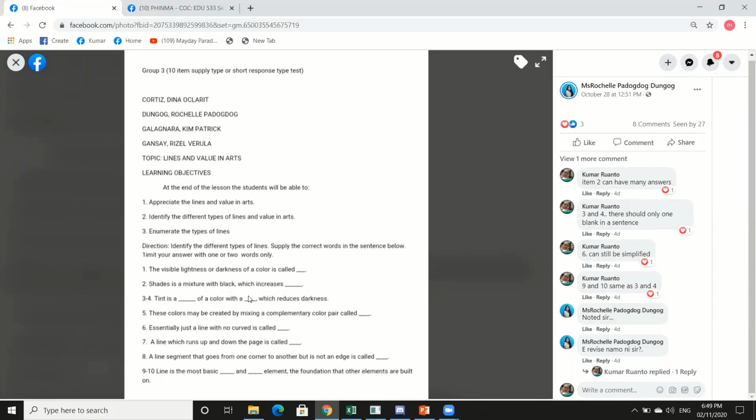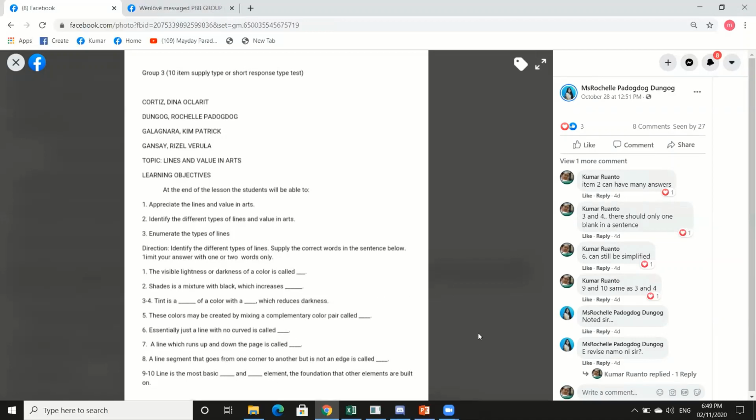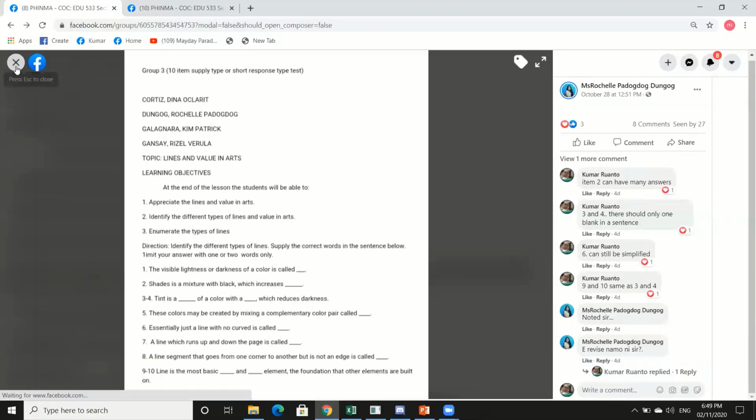Shades is a mixture with black which increases. It could lead to many answers here. Okay, here. Then also, okay, we'll try to avoid this one. Also, the other one is that no blank should be placed near the beginning. No blank should be placed near the beginning of the sentence. Okay.